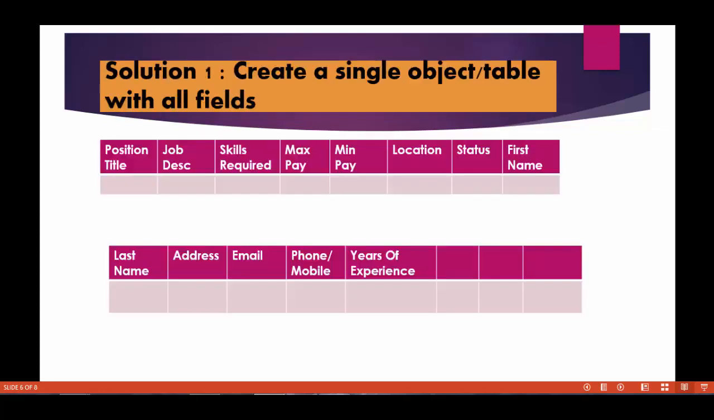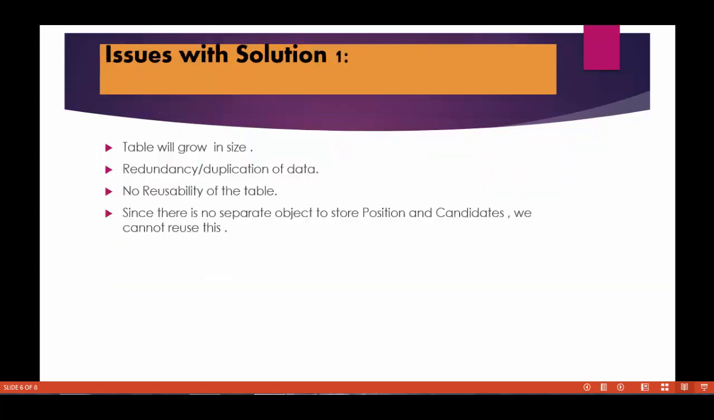So one way to solve this problem is, instead of creating two different objects like position and candidate, we can create one single object with all the fields, which includes the position fields as well as the candidate fields. You can imagine an object like a position candidate together, with the fields from the position as well as from the candidate, everything. So the table size will grow huge. That is one problem with this solution.